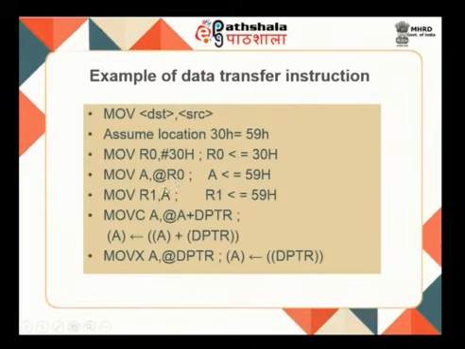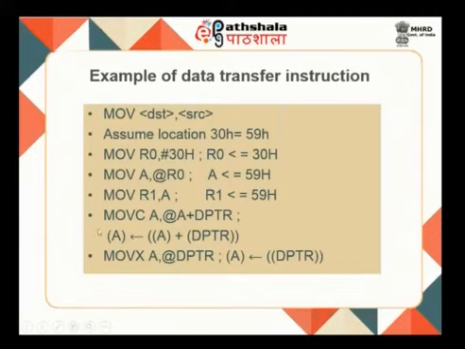Now, I am considering R0 is having a 30H hexadecimal value which is nothing but an address. Go to that particular place which is internal memory, 30H is the address, I have to find out what is available over there, that gets moved to A. For example, if your 30H is having data of 59H, now 59H is moved to my A. Now, MOV R1, A.